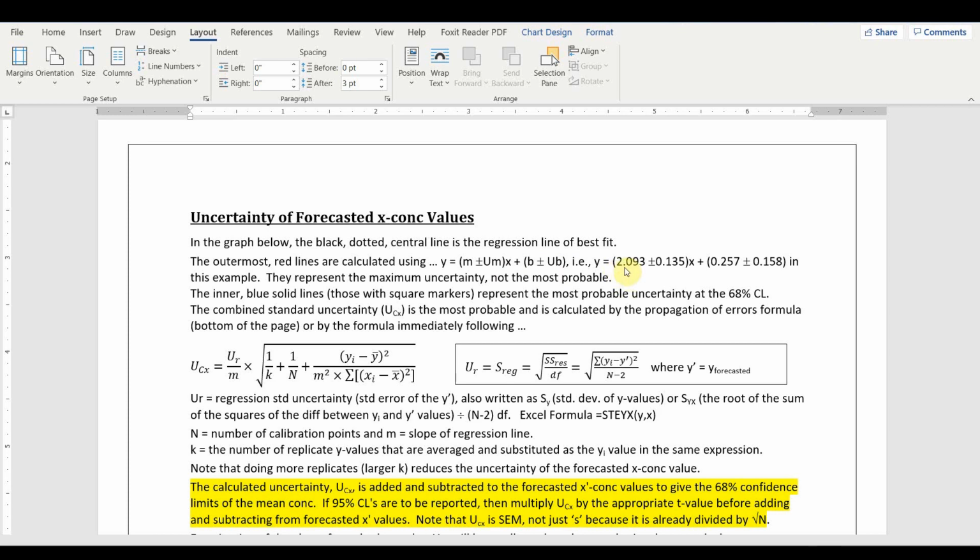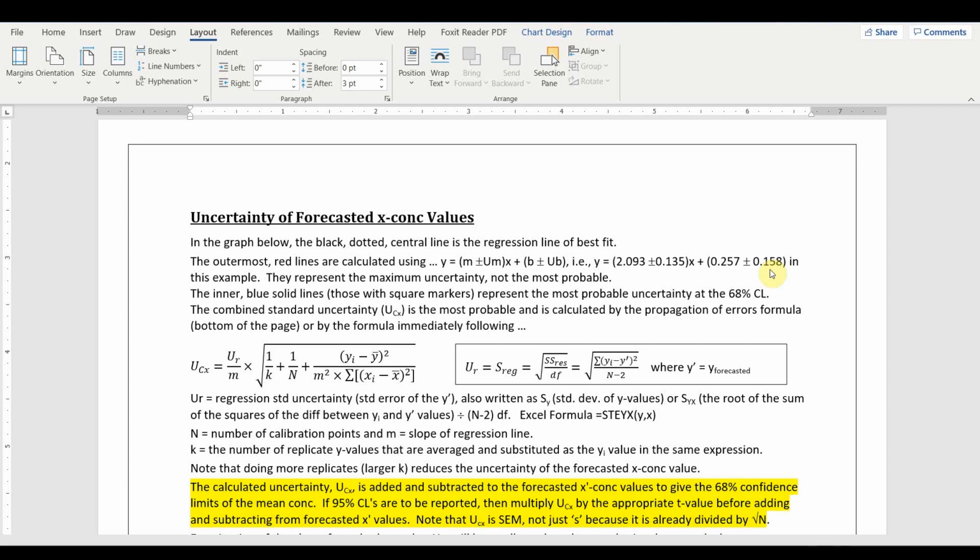Specifically in this example, it would be 2.093 plus or minus this uncertainty of the slope times x, plus this intercept plus or minus the uncertainty of the intercept. Now where do the uncertainties come from? Well, LINEST and the regression tool in Analysis ToolPak give us those values of uncertainty of slope and intercept.